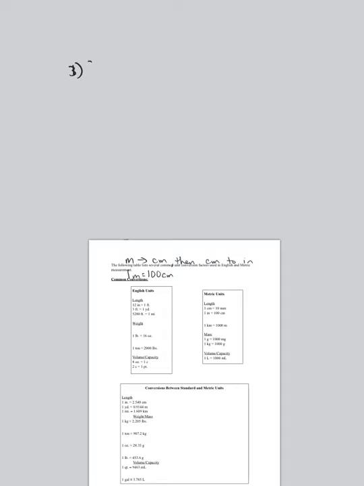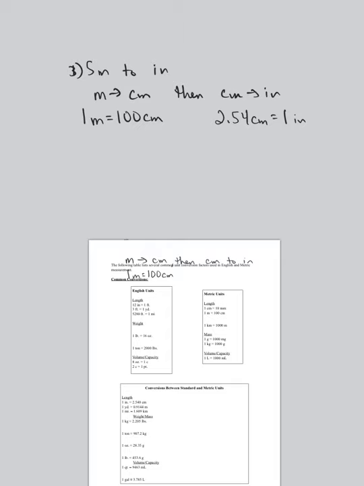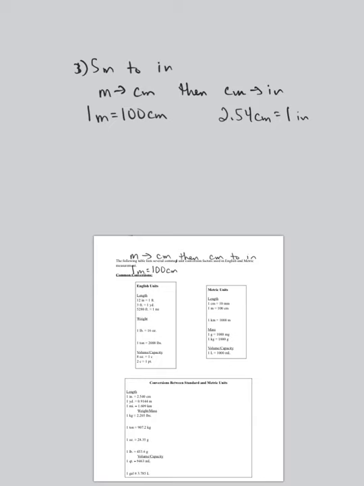So this is number 3. We're doing 5 meters to inches, and we saw that we can go from meters to centimeters, and then centimeters to inches. There are our conversion factors: 1 meter is equal to 100 centimeters, and then from that chart it tells us that 2.54 centimeters is 1 inch. And so what you do is you just take it one step at a time, and don't rush the process.